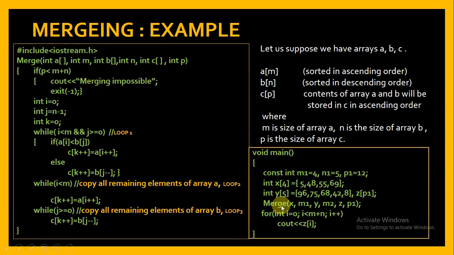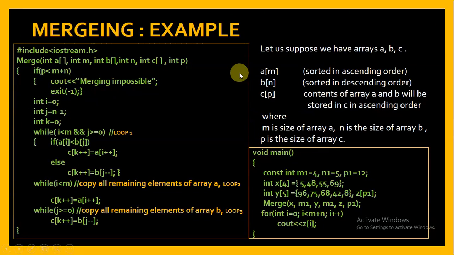Now we are calling a merge function. In the merge function, we are passing all the three arrays and their sizes. You can see here, this is an array A of size M, B of size N, C of size P. Now it is very important to check whether it is possible to merge the content of array A and B in C or not. So if P is less than M plus N, if the size of array C is less than the sum of the sizes of array A and B, then you can see the merging is not possible and we will exit.